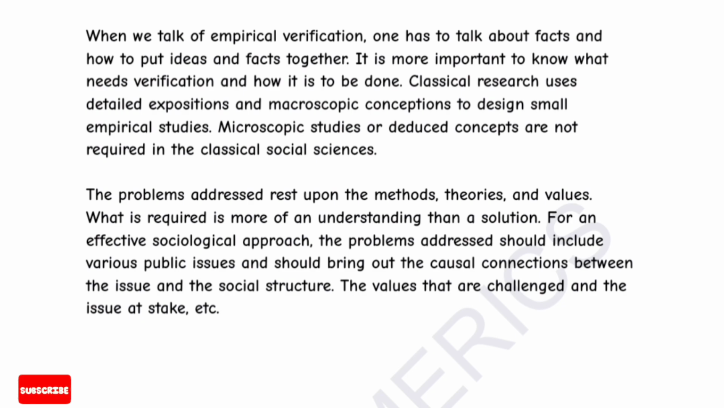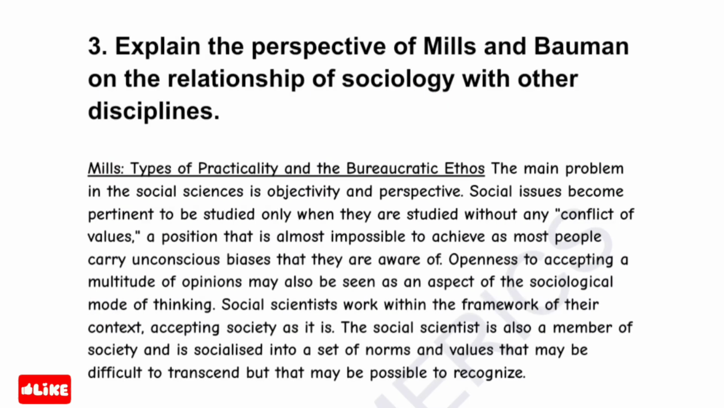For an effective sociological approach, the problems addressed should include various public issues and should bring out the causal connections between the issue and the social structure. The values that are challenged and the issue at stake, etc. 3. Explain the perspective of Mills and Bauman on the relationship of sociology with other disciplines. Mills, Types of Practicality and the Bureaucratic Ethos. The main problem in the social sciences is objectivity and perspective.